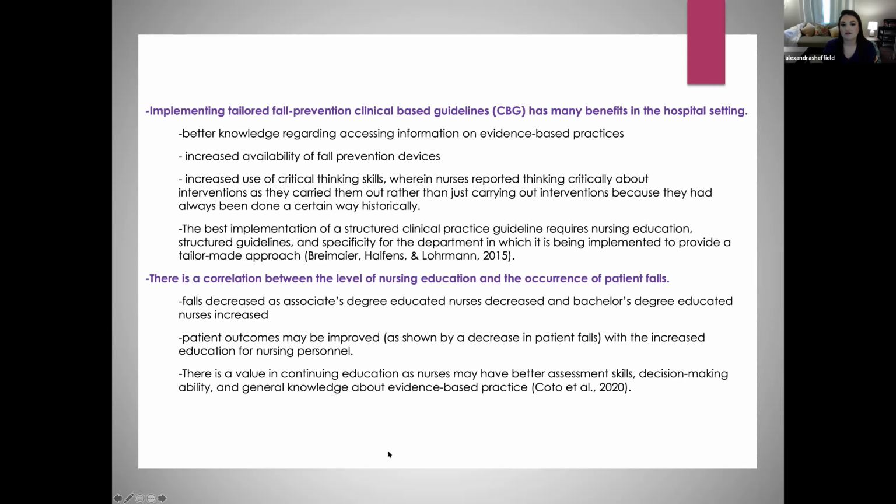There is a correlation between the level of nursing education and the occurrence of patient falls. In this study, they assessed the level of education of nurses and compared associate degree educated nurses to bachelor's degree educated nurses at a magnet hospital over a 6-year period. It says that falls decrease as associate's degree educated nurses decrease and bachelor's degree educated nurses increase. Patient outcomes may be improved, as shown by a decrease in patient falls with the increased education for nursing personnel. There is a value in continuing education, as nurses may have better assessment skills, decision-making ability, and general knowledge about evidence-based practice.